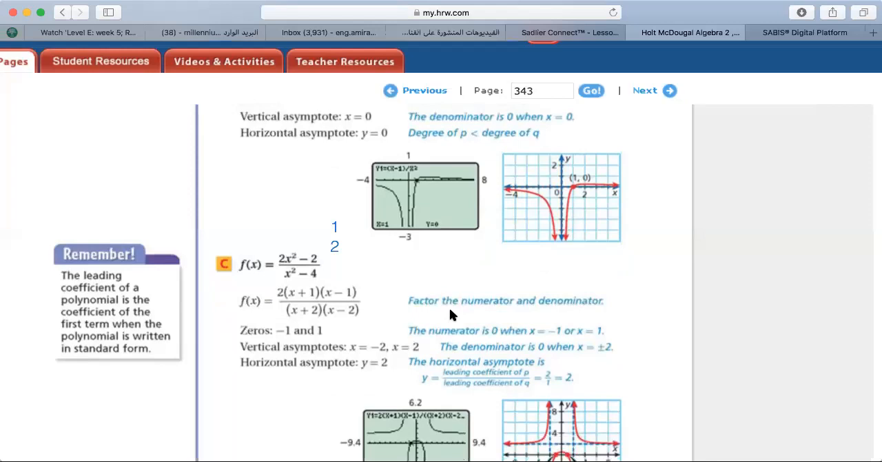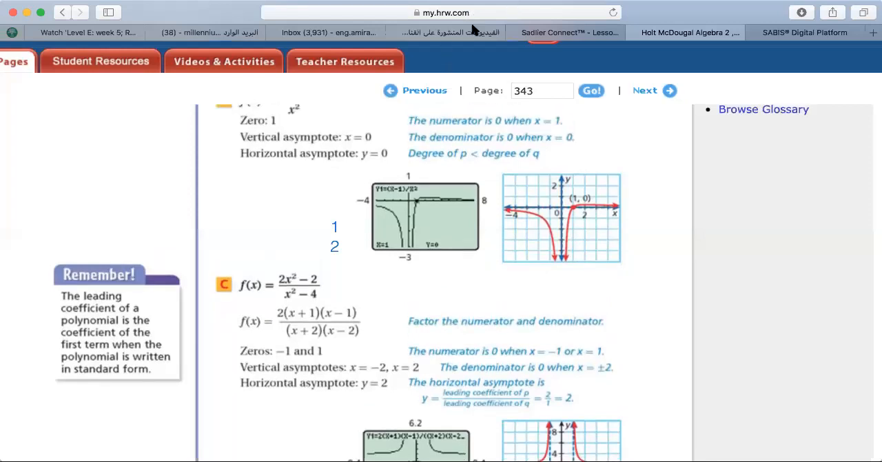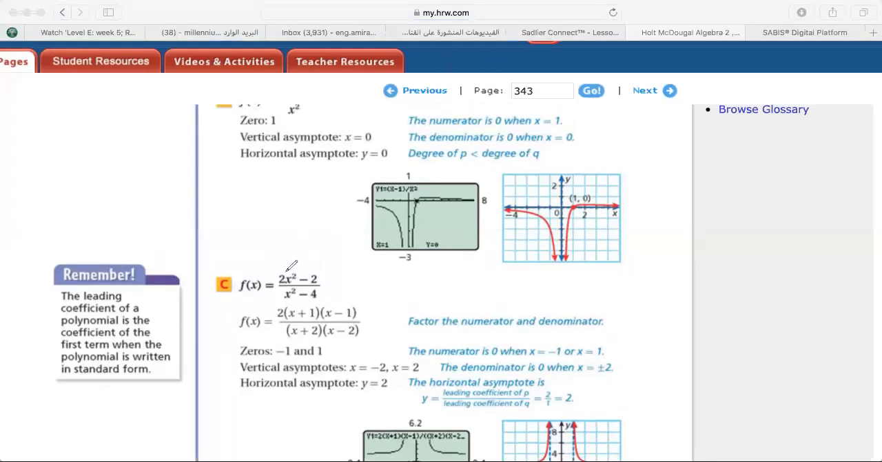Example C, 2x squared minus 2 over x squared minus 4. I have to factor. I will take 2 as a common factor, divide by 2, so it will be x squared minus 1. When I factor it, it will be 2 multiplied by x squared minus 1.